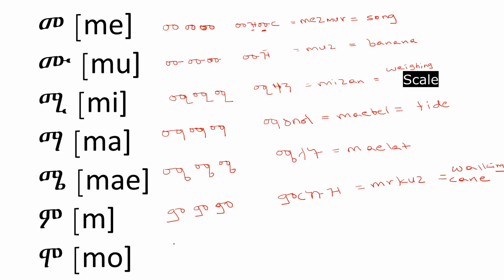The last one, mo. The example we look here is kind of a funny word. Molala. Molala. It means oval. An oval shape is molala in Amharic.